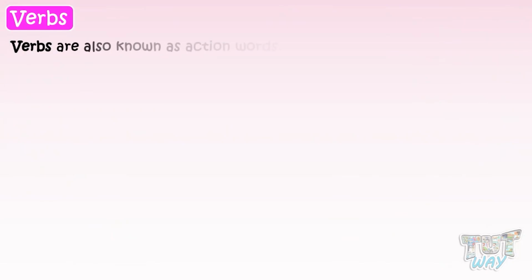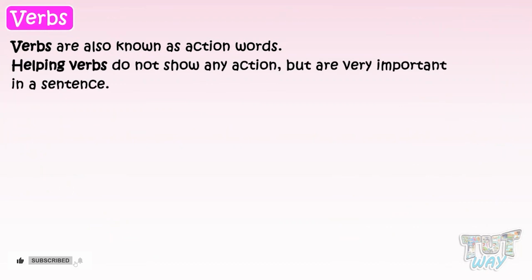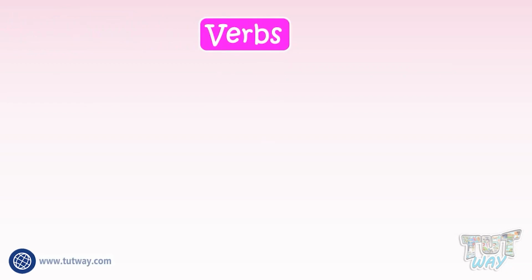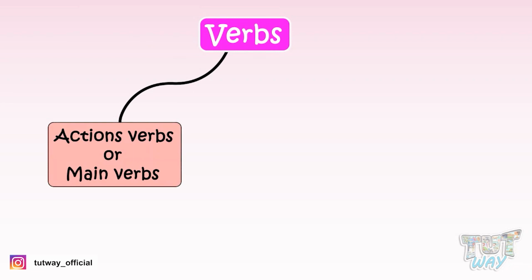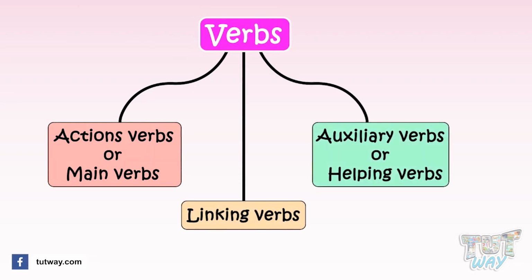Verbs are also known as action words, and we also learned about helping verbs, which do not show any action, but they are very important in a sentence. Now we will learn about various types of verbs according to the functions they perform in a sentence. There are 3 types of verbs: action verbs, also called main verbs, linking verbs, and the auxiliary verbs, also called helping verbs.